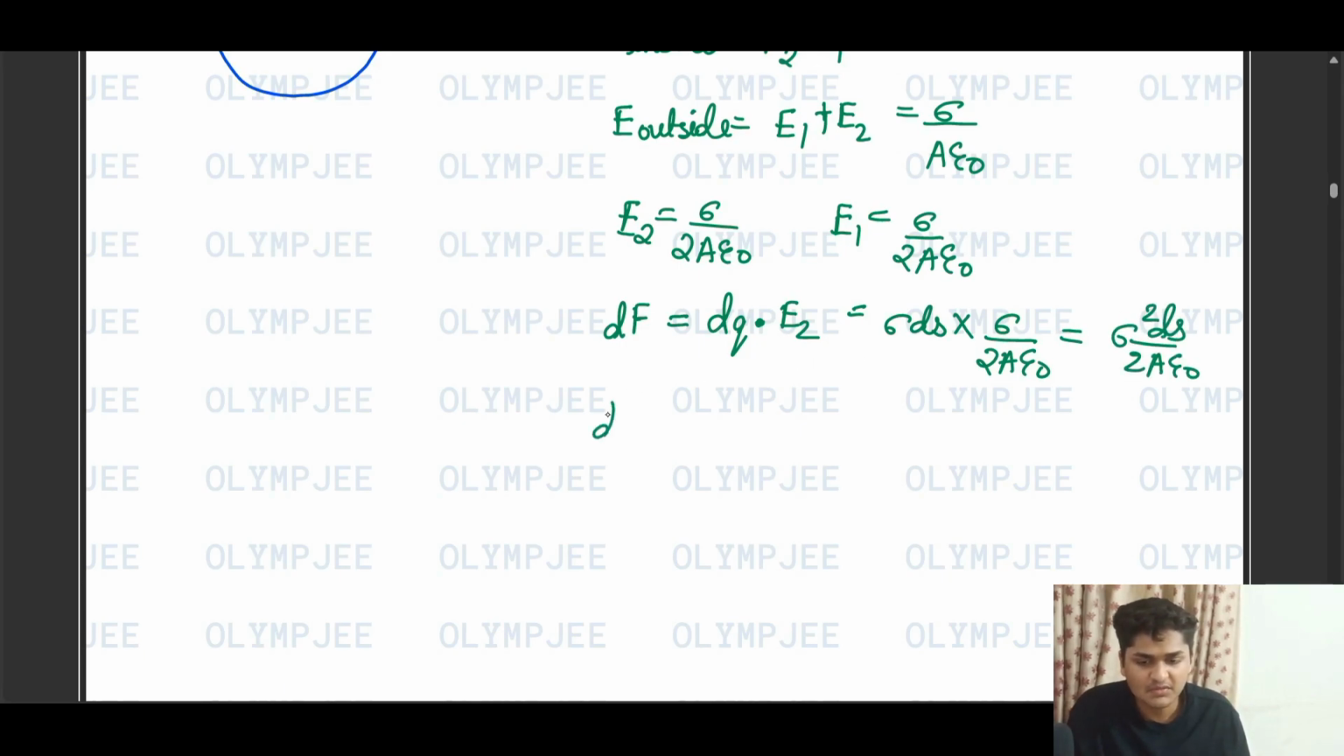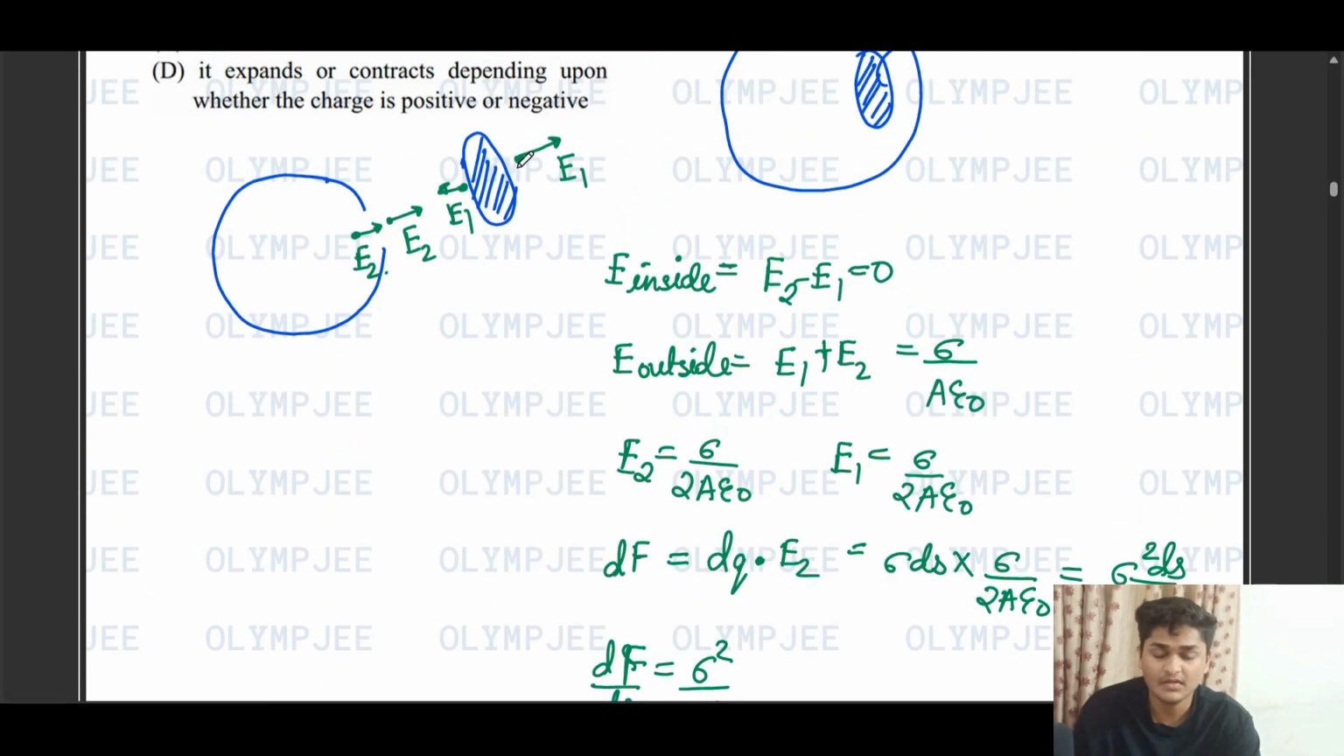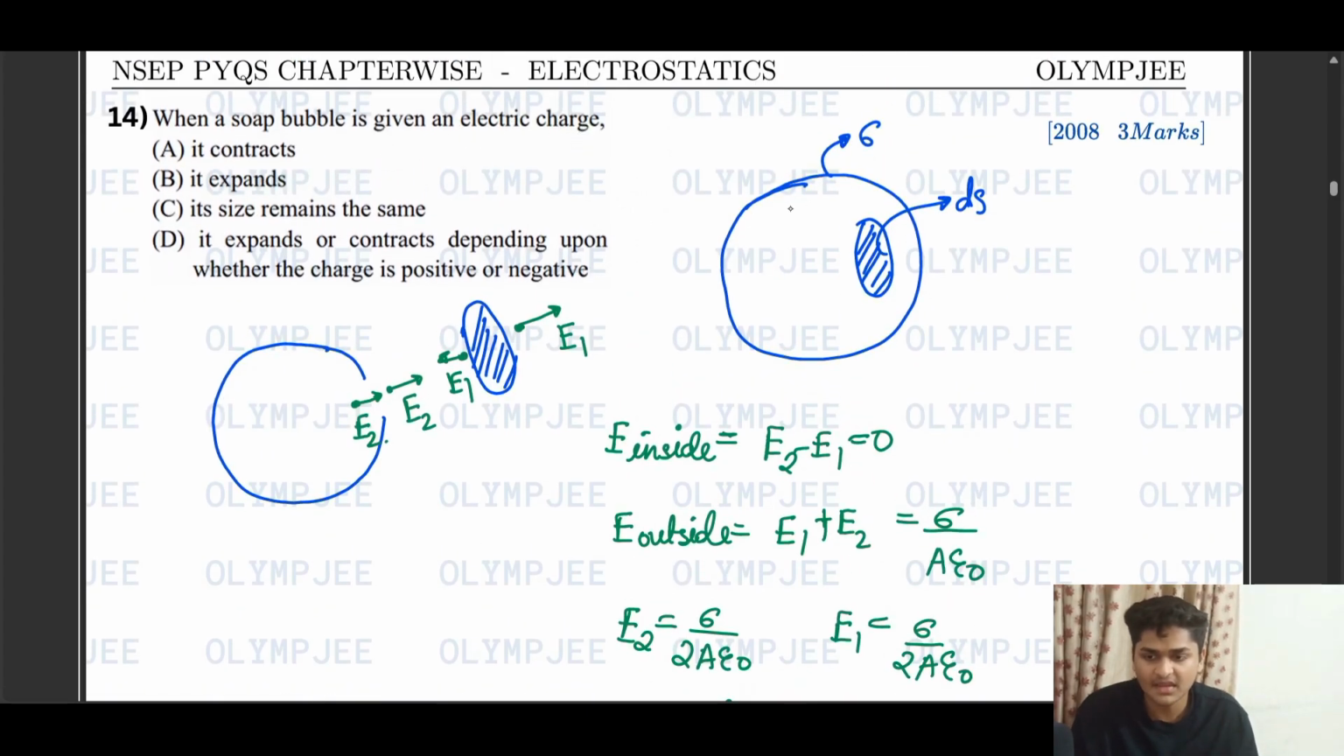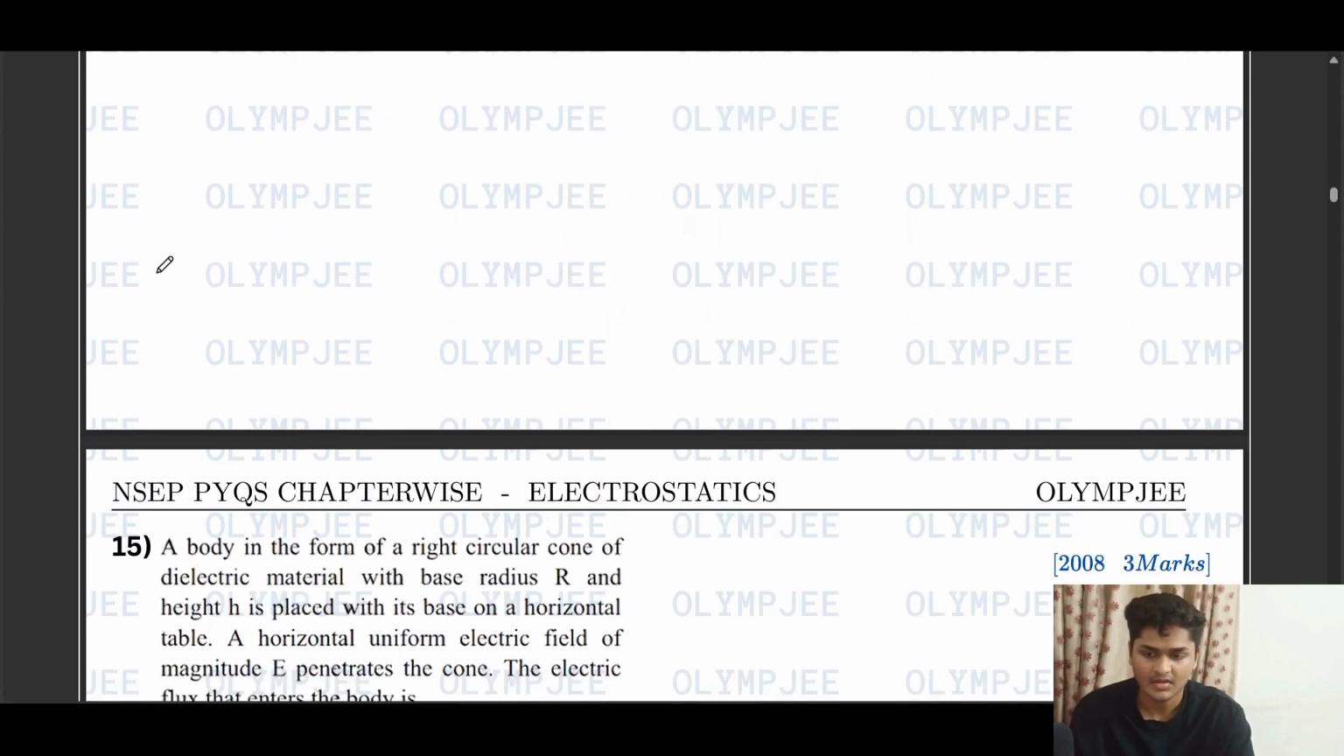So the force per unit surface area will be equal to sigma square by 2A epsilon naught, which is acting in the positive direction, which is this direction. So the bubble will expand in size and it won't depend on the sign of the charge, because we have taken sigma square, so the sign of the charge will automatically get cancelled.